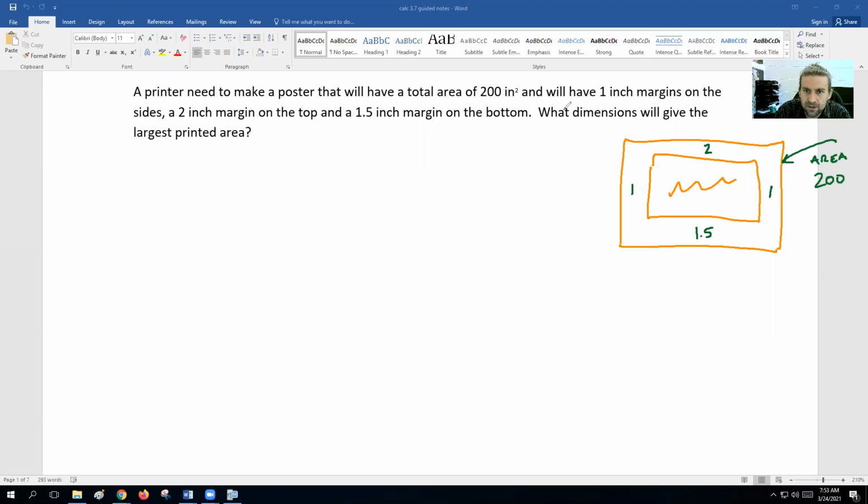All right, so what do you think about this? We have this printed area that is a rectangle. It's an x by y rectangle, right? That's what we want to maximize. Our area we want to maximize is x times y.